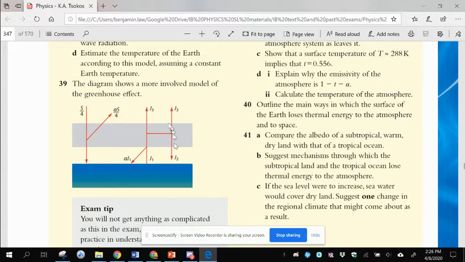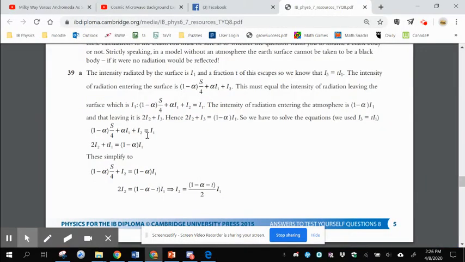I3, I2, I2. So the sum of these three radiations should be the same as how much radiation is coming into the atmosphere. As a result, you have this. So 2I2 plus I3 equals 1 minus alpha bracket times I1.